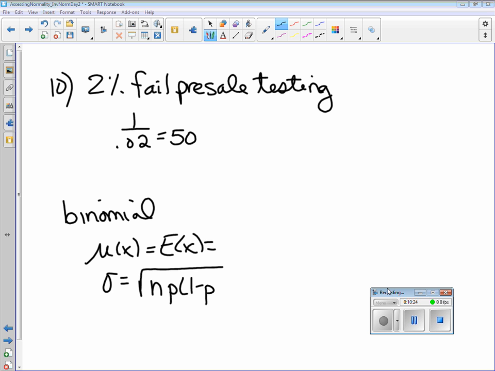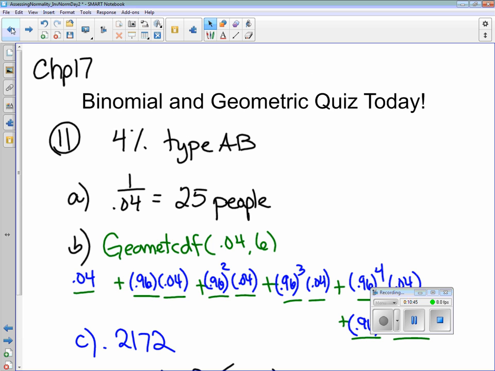It's right there on your formula sheet. I just don't have my formula sheet in front of me. Yeah, and so that's your standard deviation, and that's your mean. Is there one for geometric? It's 1 divided by p, and it's not on the formula sheet. I will not ask for your standard deviation for that one. What you have to do is show me what you typed into the calculator, and that's fine.